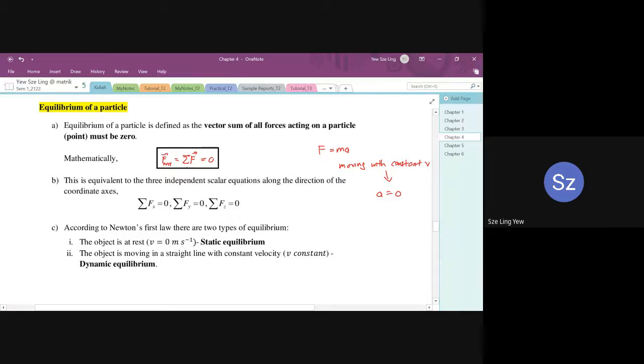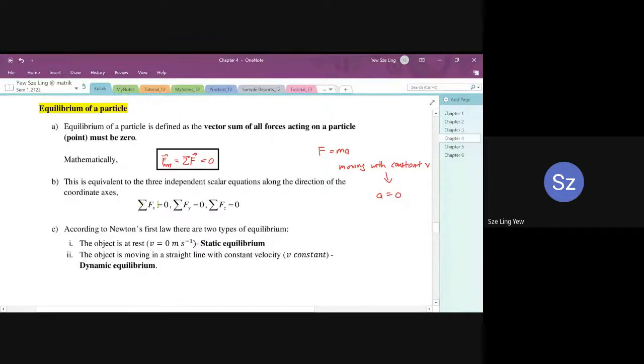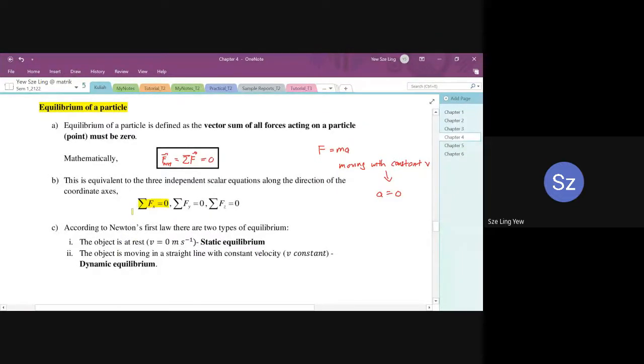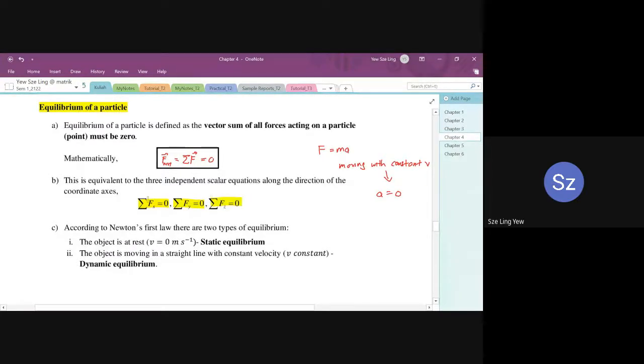So if you have an object where the forces are not acting on the same straight line and you want to solve the question, what can you do? You solve them by component, right? So if you have three components, x, y, and z, then you can say summation Fx is equal to 0, which is total force acting along the x component. And then summation Fy, total force acting along the y component. Summation Fz is total force acting on the z component. All three components are equal to 0. The total force, not individual force. Individual force might not be equal to 0.